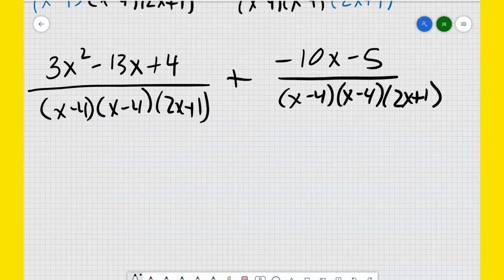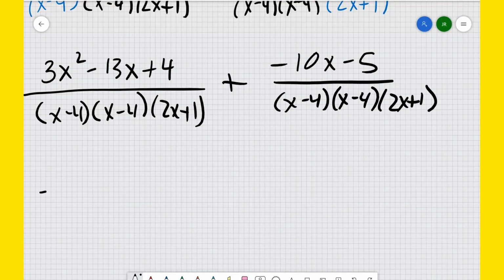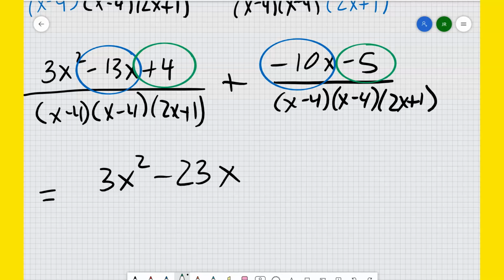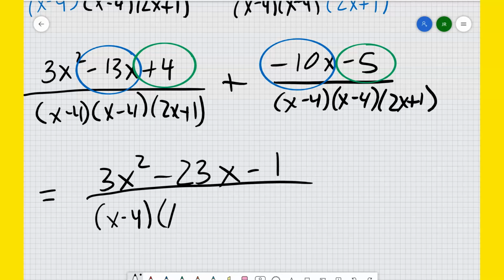I now have a common denominator and I'm ready to combine this into one single fraction by combining the like terms on top. So that's going to be 3x squared. Doesn't have any like terms, so it just comes down as it is. The -13x combines with the -10x to get -23x, so minus 23x. And then the +4 and the -5 combine to make -1 over x minus 4, x minus 4, 2x plus 1.